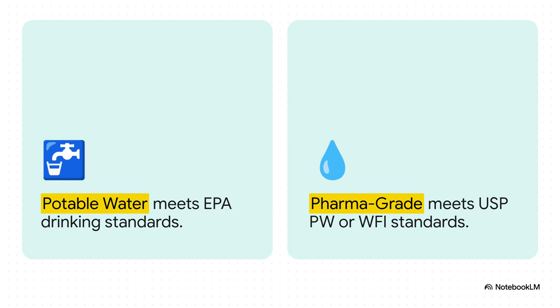You absolutely must know exactly which stream is feeding which process. And these streams must be strictly controlled, sanitized, and continuously monitored both chemically and microbiologically. There is simply zero margin for error with your water.